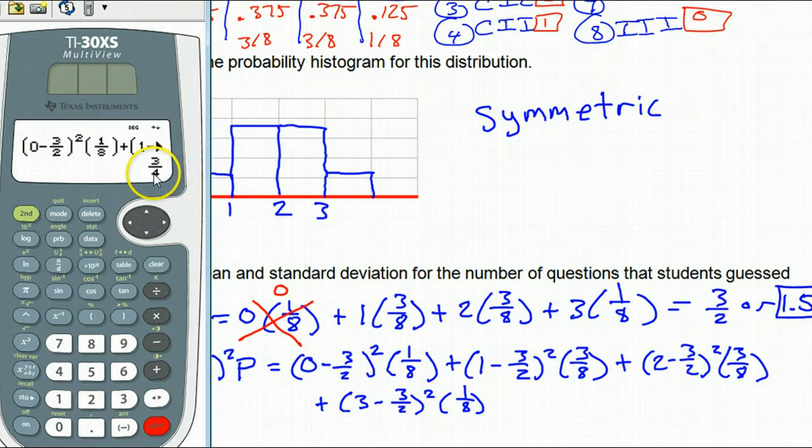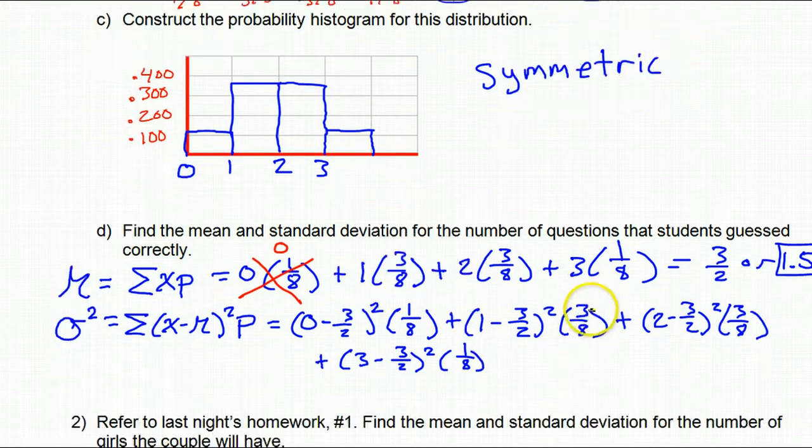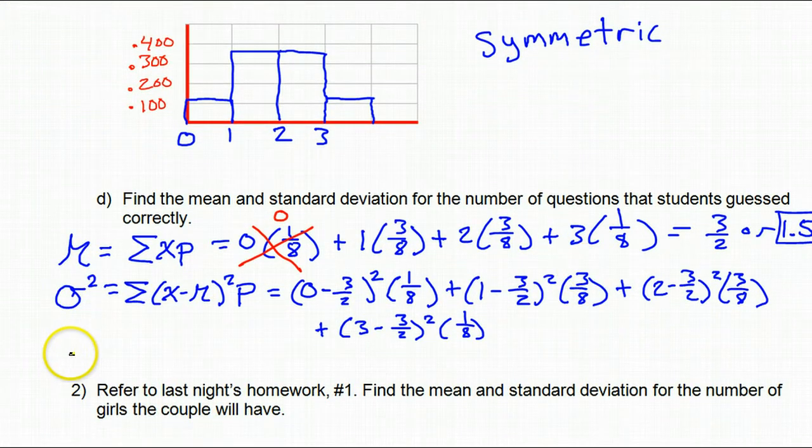3/4 is the variance. So that tells me that the variance is 3/4, also known as 0.75. So this is technically the variance.